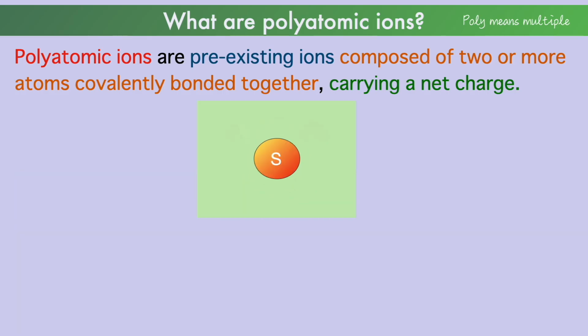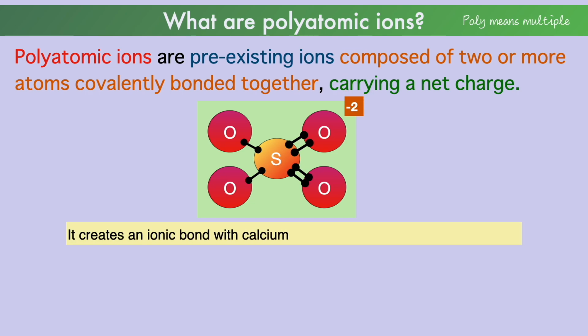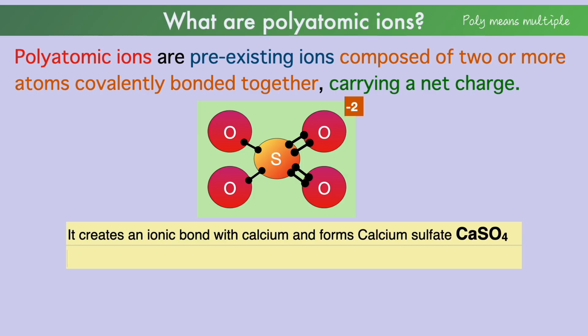For example, the sulfate ion consists of 1 sulfur and 4 oxygen atoms with a collective charge of -2. It creates an ionic bond with calcium and forms calcium sulfate. Pairing with sodium, it creates sodium sulfate.